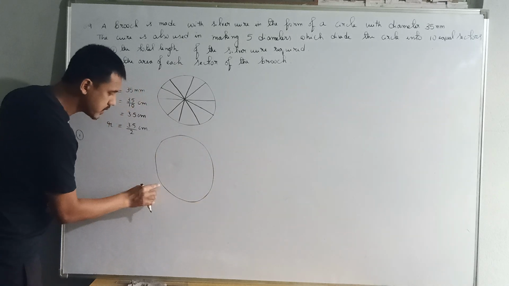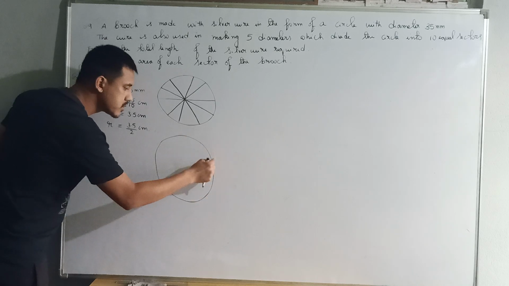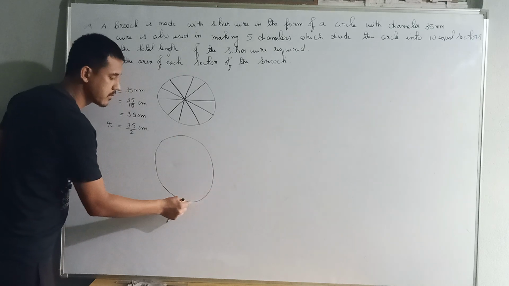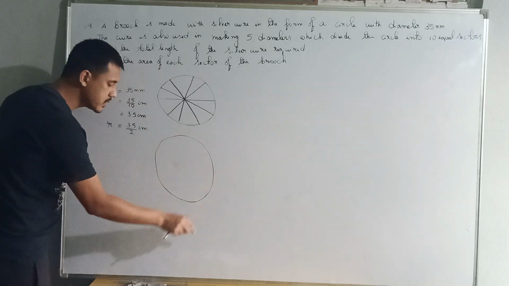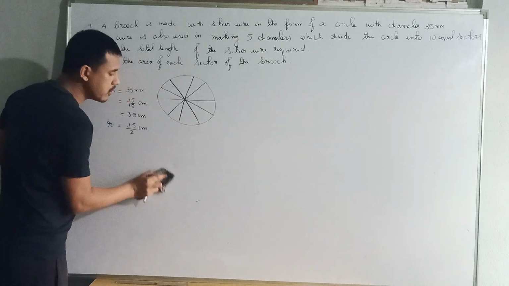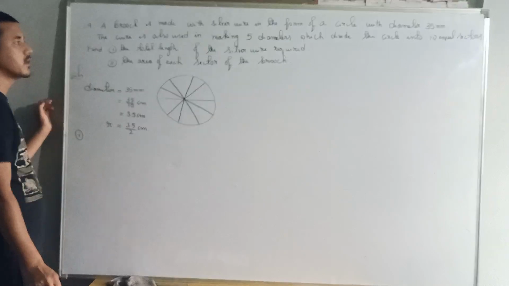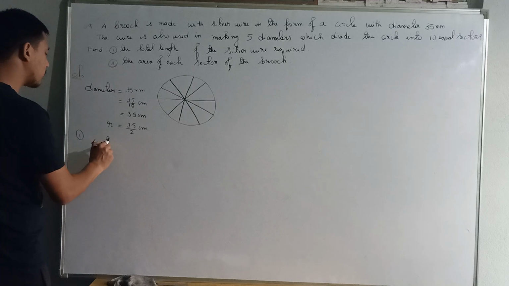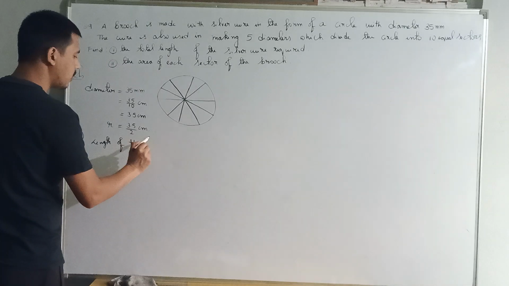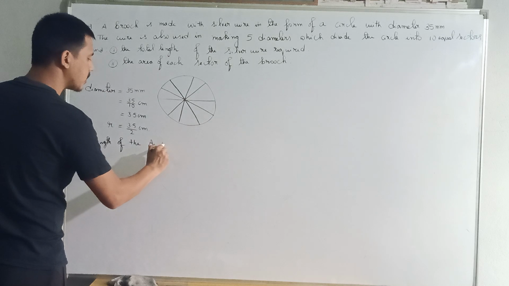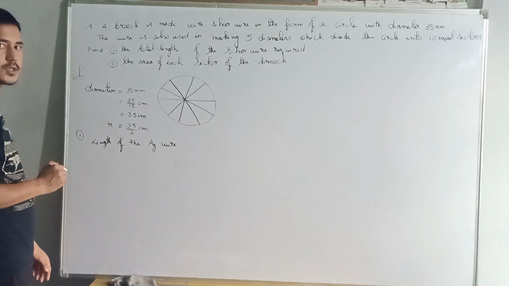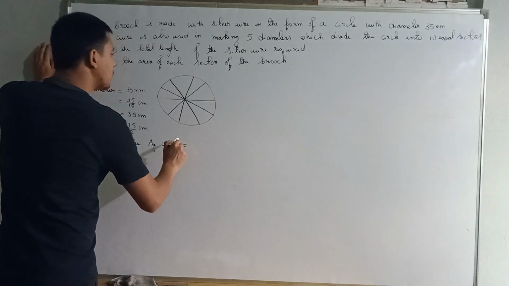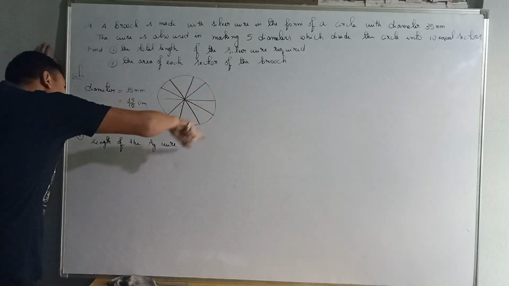This is your wire. This wire has been made into a circle. So the length of the wire will be the circumference of the circle. Not only that, the wire has also been used in making 5 diameters. So the total length of the silver wire, silver represented by Ag, Argentum. Total length of the silver wire will be, the wire is first used in making the circle.